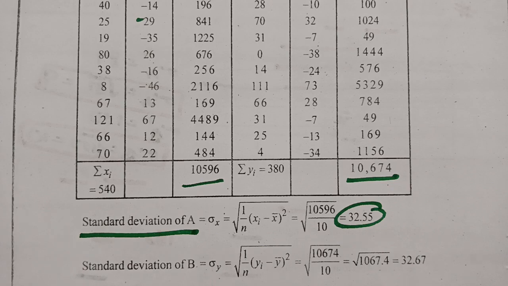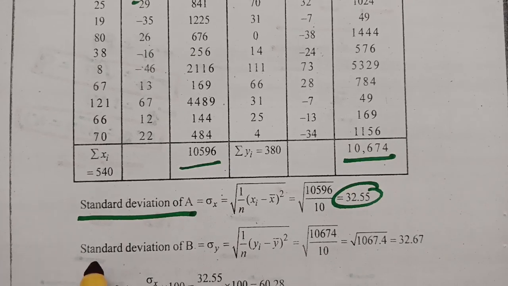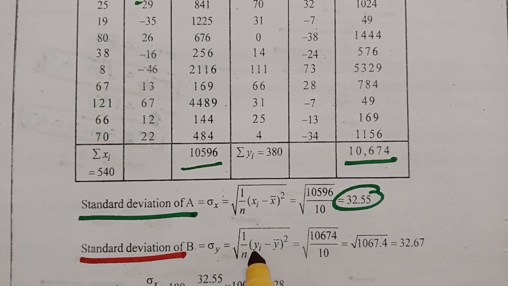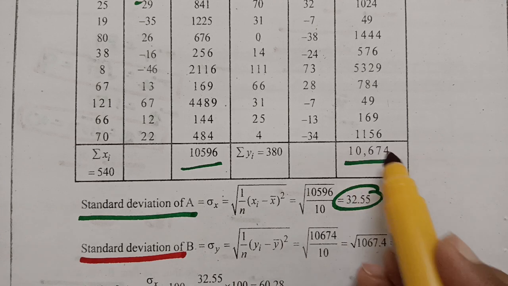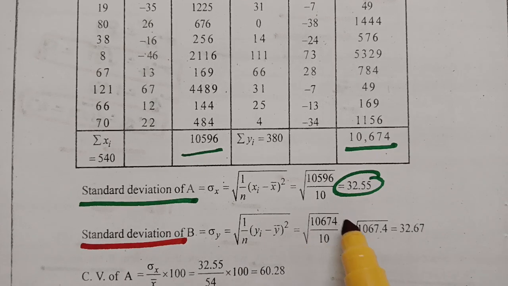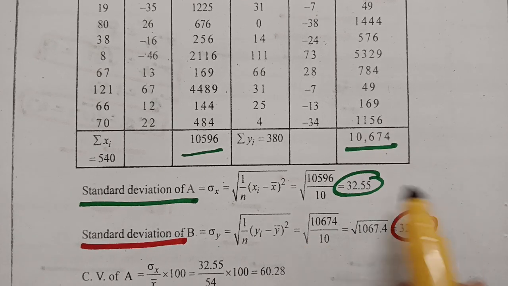On comparing, the standard deviation for the B team is the same: sigma y is root of yi minus y bar whole square by n. So this total is 10,674 divided by 10, square root. So this value is 32.67.